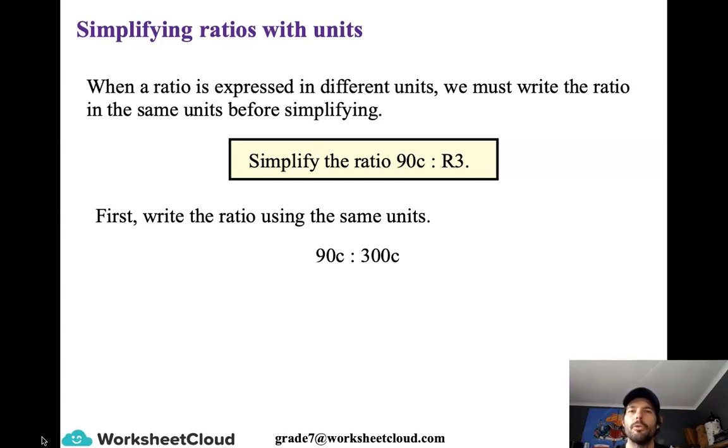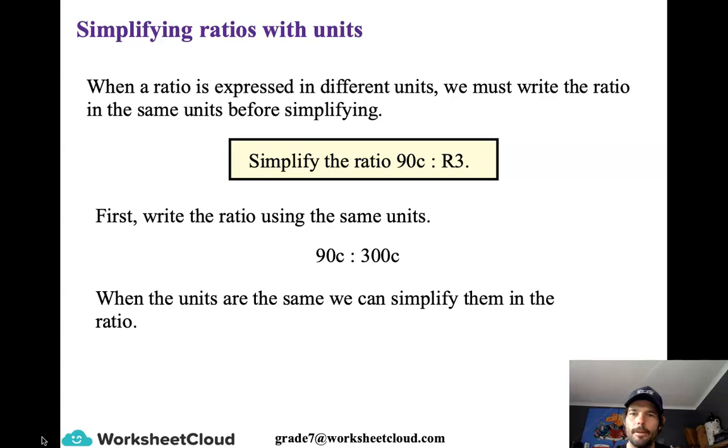Now they're both in the same unit, cents, and now we can simplify and find, okay, what is the highest common factor of 90 and 300? So yes, you'd be right in saying that it's 30. Okay, and if we simplify 90 to 300, divide both of them by 30. 90 divided by 30 is 3. 300 divided by 30 is 10, and you get an answer of 3 is to 10.